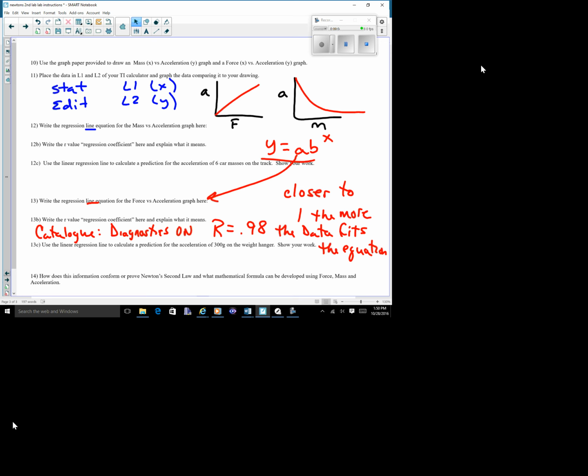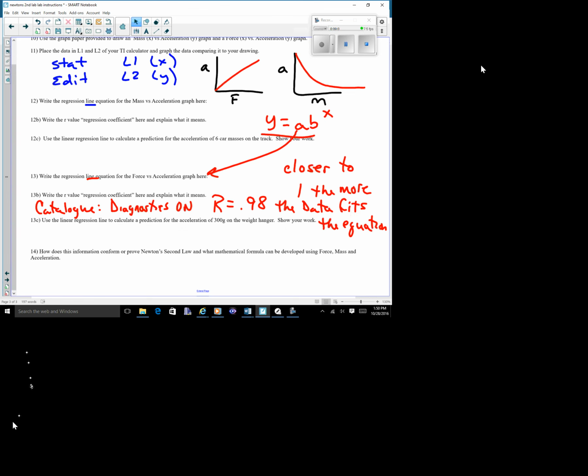The very last thing says, how does this information confirm or prove Newton's second law? Well, you have to remember what Newton's second law says. Force goes up, your acceleration goes up, and it's directly proportional. If you're matching your equations, I meant directly proportional. And if mass goes up, then acceleration goes down because it's inversely proportional. That's where you get the curved line. That's what you're trying to prove by doing all this. I just spelled proportional really badly. I'm glad this is on the internet for all to see.